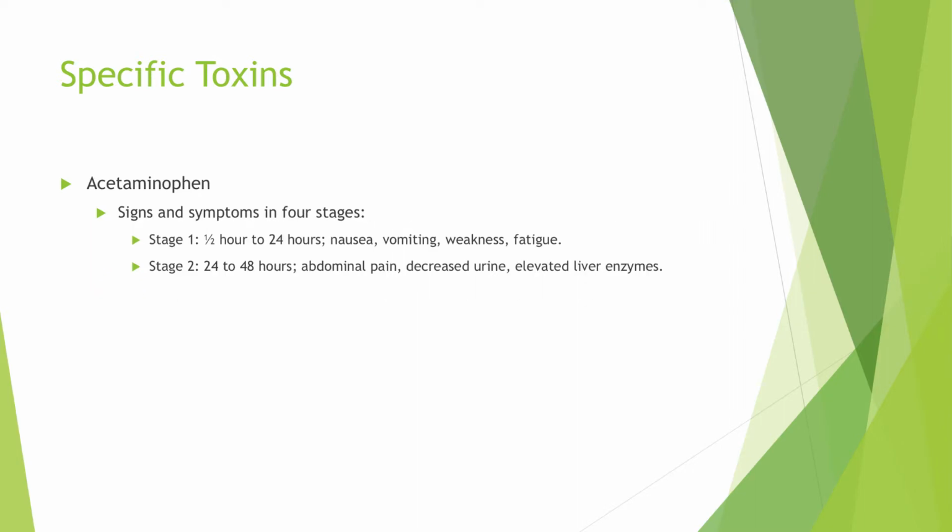Okay. Signs and symptoms. In the first half hour to 24 hours: nausea, vomiting, weakness, and fatigue. And we start getting into a deeper stage of this. After a day or up to 2 days, we start having increased abdominal pain, decreased urine, elevated liver enzymes, because now my liver's starting to get really trashed. In the third stage, after 3 to 4 days of this, I start having more and more disrupted liver dysfunction. Your enzymes will be elevated. Your liver functions will be disrupted. You won't be detoxifying things as well.